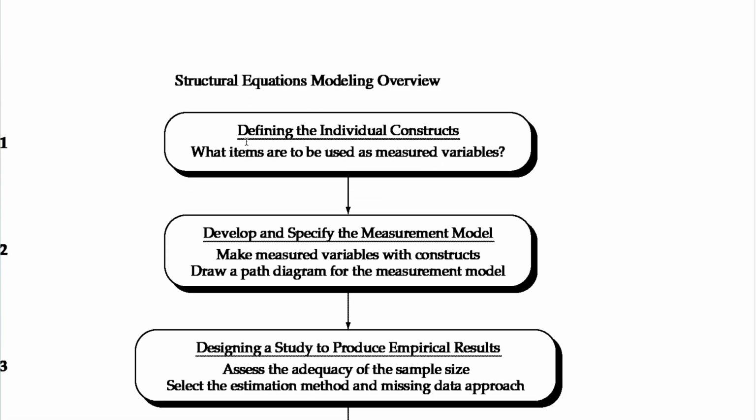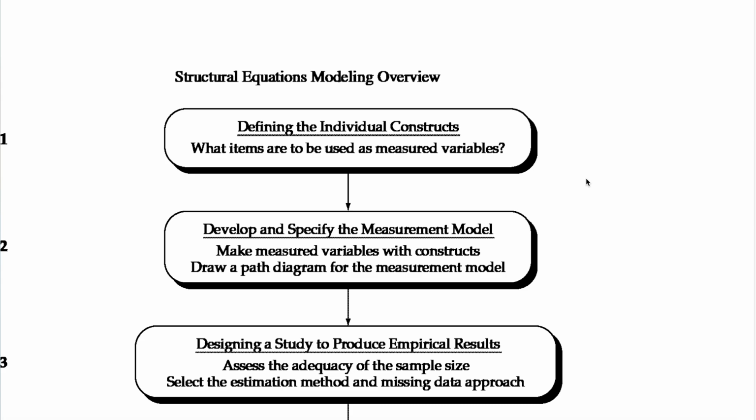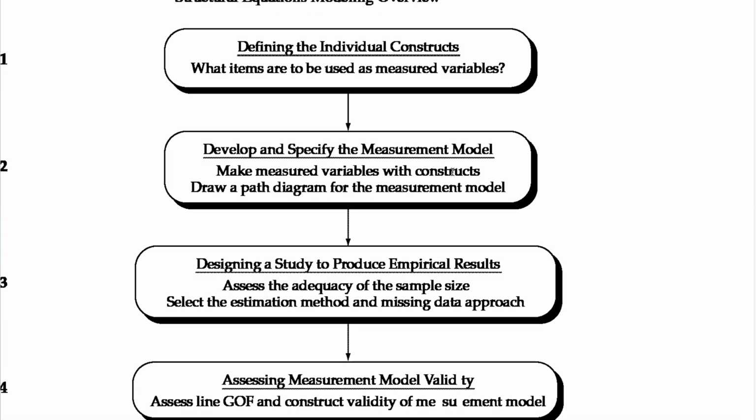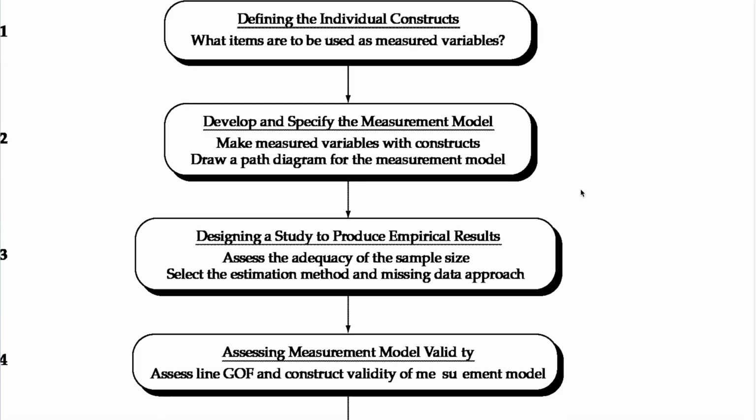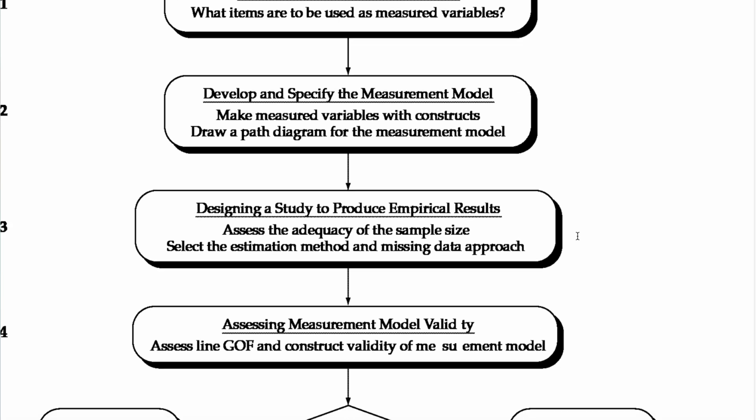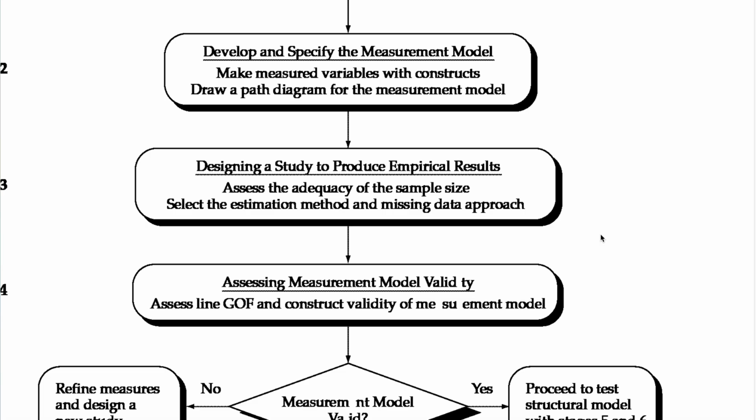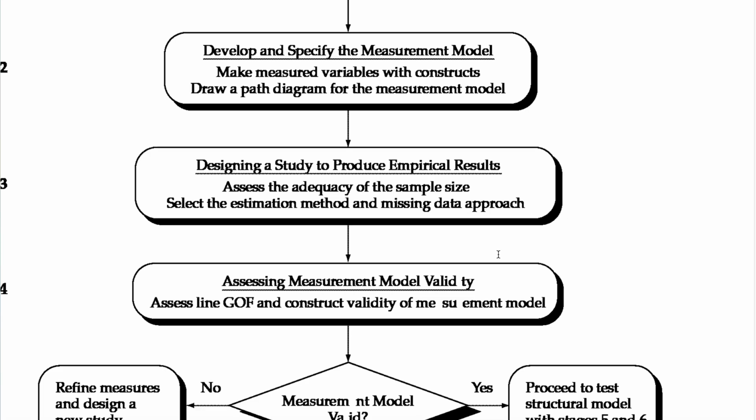First, defining the individual constructs: what items are to be used as measured variables. Second, develop and specify the measurement model: assign measured variables to constructs and draw a path diagram of the measurement model. Third is designing the study to produce empirical results: assess the adequacy of the sample size and select the estimation method and missing data approach.